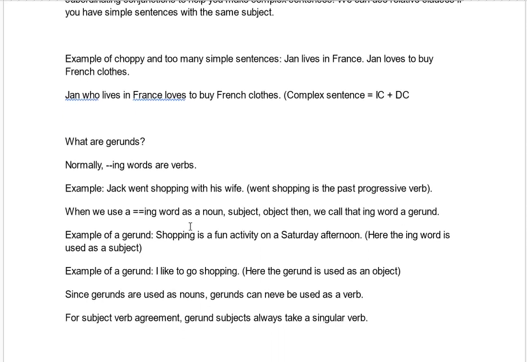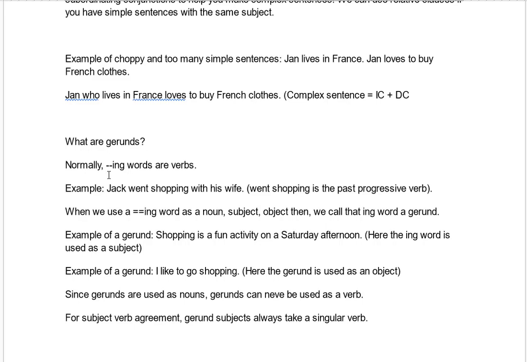That means if I say something like, Jan went shopping, Jan lives in France, Jan buys clothes, how boring. So we want to combine those sentences by saying, Jan, who lives in France, loves to buy clothes. Instead of just saying Jan loves to buy clothes and Jan lives in France, you can use a relative clause, use who to combine the two sentences. So when you have the same subject, Jan, that's the time to use the relative clause and put the two together.